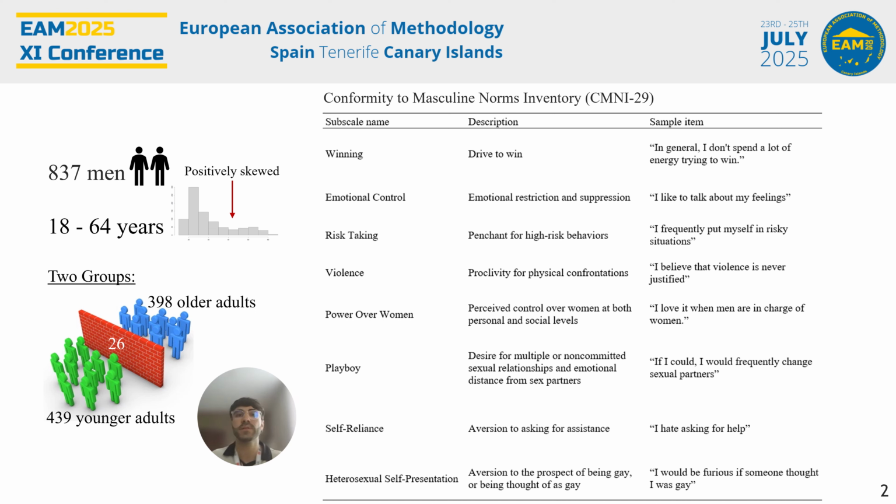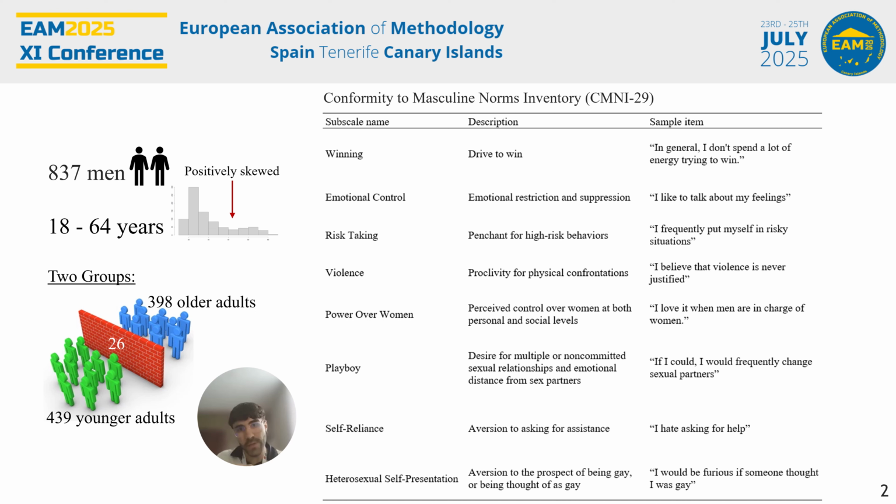The sample included 837 men, aged between 18 and 64 years. Because the age distribution was highly positively skewed, and based on the concept of emerging adulthood, I divided the sample into two age groups, using the median age of 26, which also represents the change between early and late adulthood, as the cutoff. This gave me 439 participants in group 1, 26 or younger, and 398 in group 2, over 26.